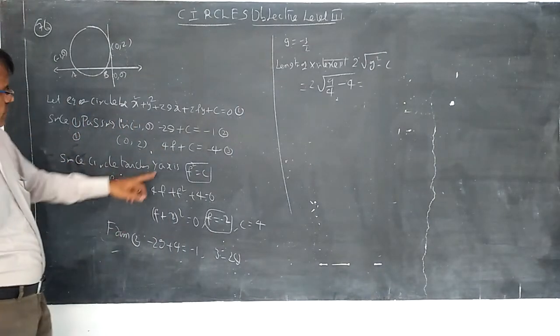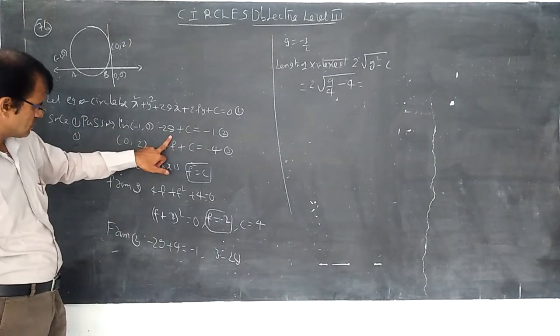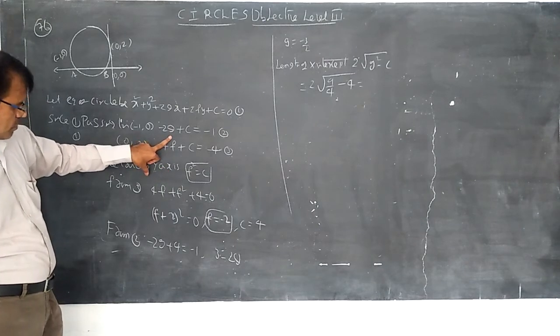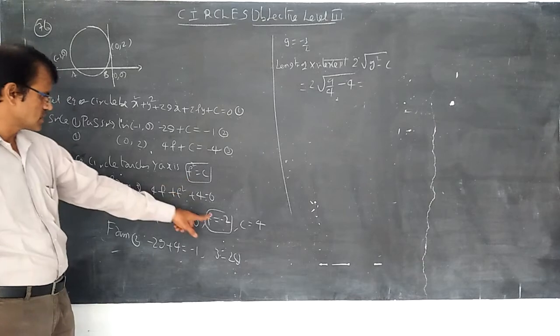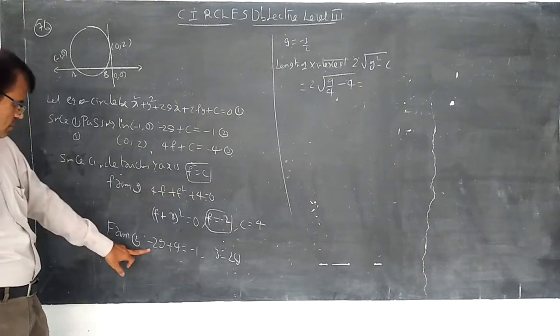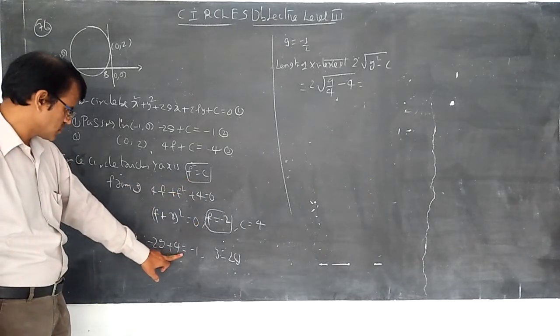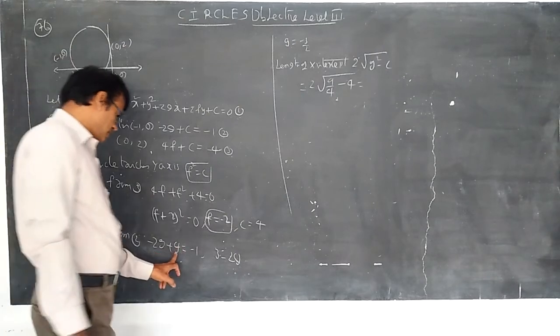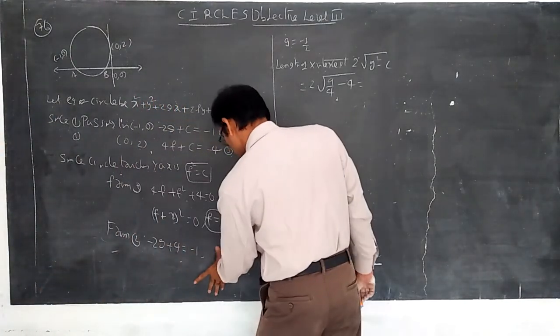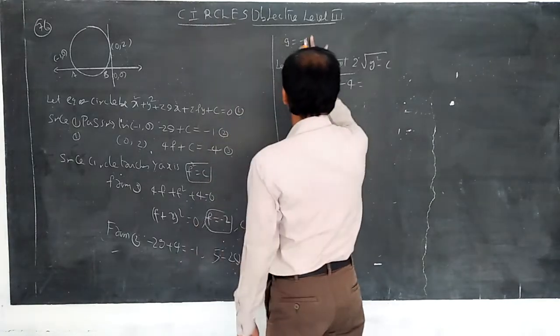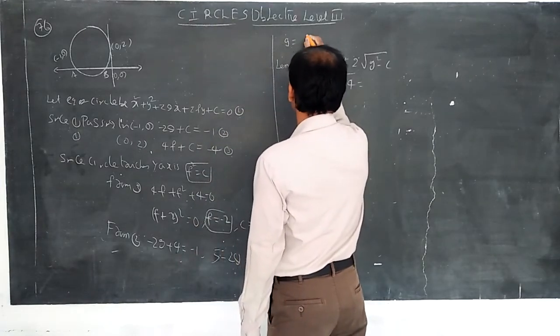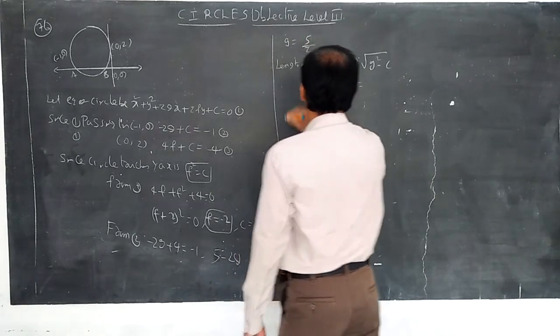Let us discuss here. Minus 2g plus c equal to minus 1, with f equal to minus 2. It's okay. F square is equal to c, so c is equal to 4. Minus 2g plus 4 is equal to minus 1. Taking the 4 across, minus 2g is minus 5, so it becomes 5. So g is equal to 5 by 2.